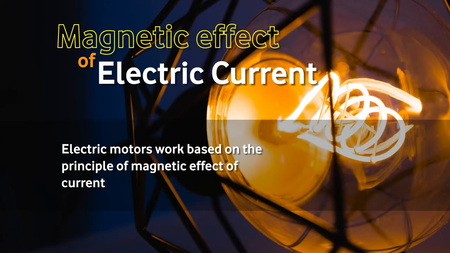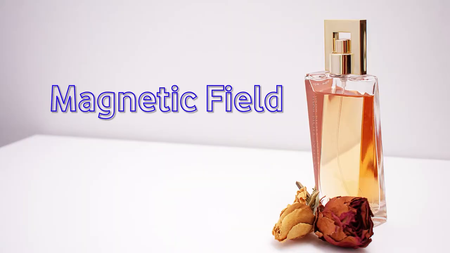All electric motors, whether in a washing machine, a fridge, or an electricity generator, work on the principle of the magnetic effect of current. So when you introduce the concept of the magnetic effect of current, the question may be up to where this magnetic effect can be felt. That is basically known as the magnetic field. A student may not know what a magnetic field is.